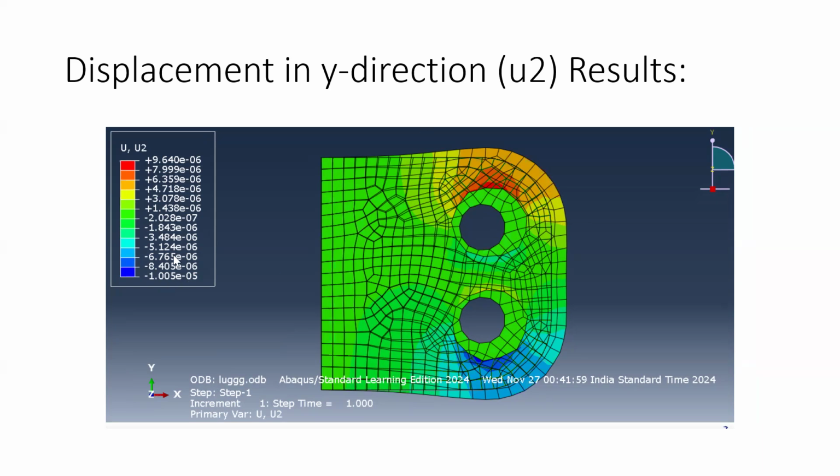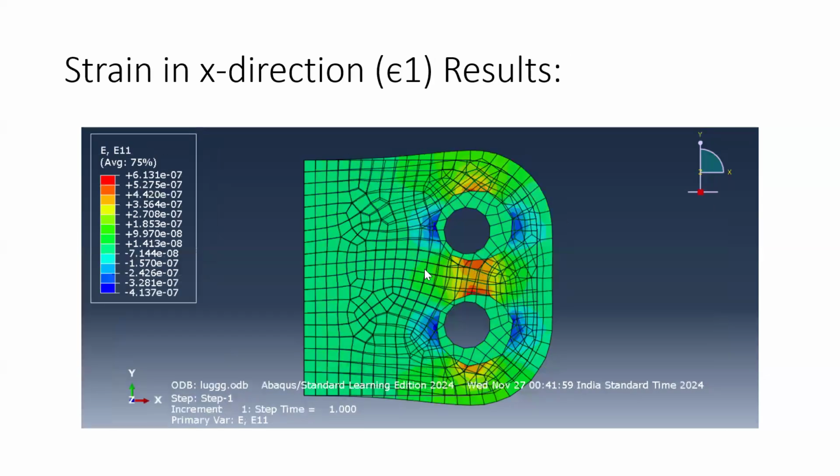The blue one is the minimum, and this is the maximum. You can extract it. Then go to this, which is the strain in x direction. It is clearly visible, and we can observe the same thing here, from minus 4 to plus 6.